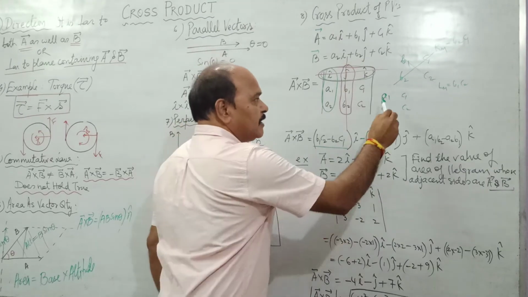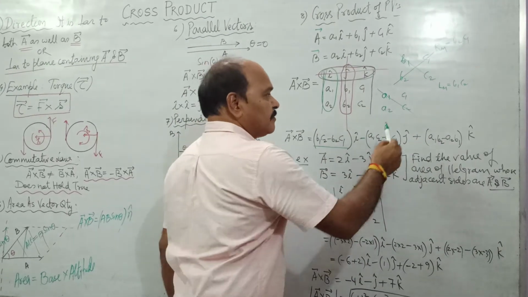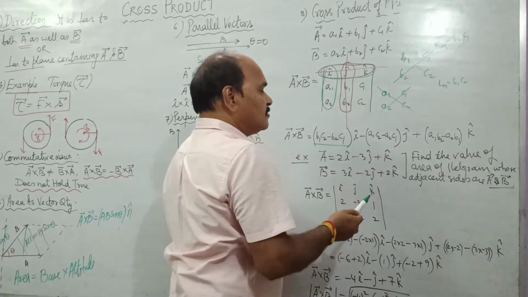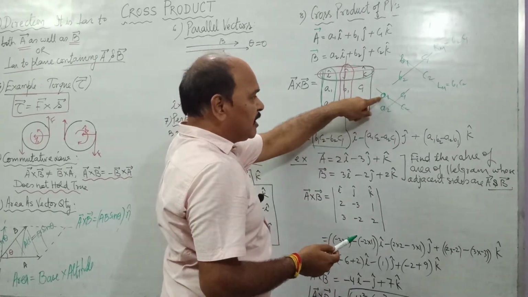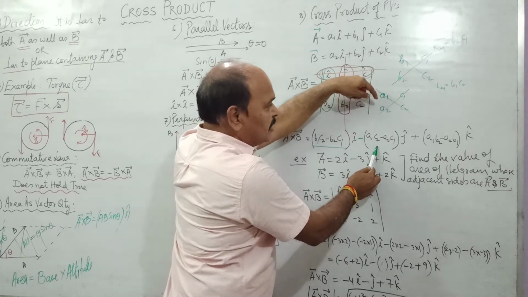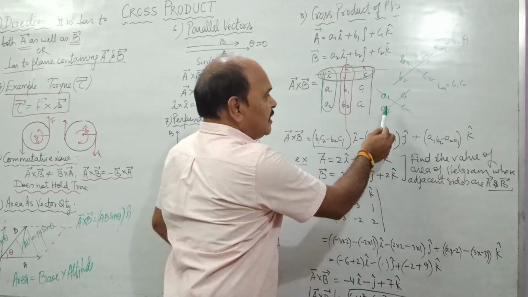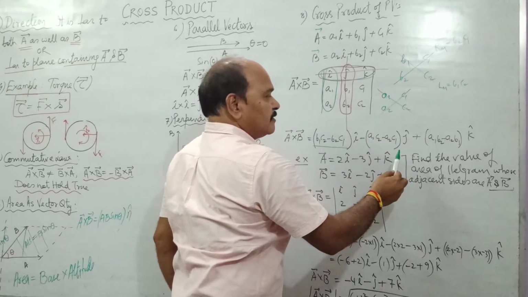Again we multiply the left diagonal elements, and from that we subtract the right diagonal elements. The product of the left diagonal elements is A1 C2, and the right diagonal elements are A2 C1. So it's A1 C2 minus A2 C1.